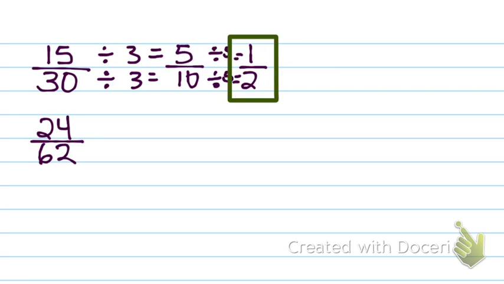Now, here's a hint. If both those numbers are even and I don't know where to start, what can I always divide by? 2. Yeah. So let's start with 2. What's 24 divided by 2? 12. Okay. What's 62 divided by 2? 31. Ooh. 12 over 31. Yeah, it's odd, so I can't divide by 2 anymore.